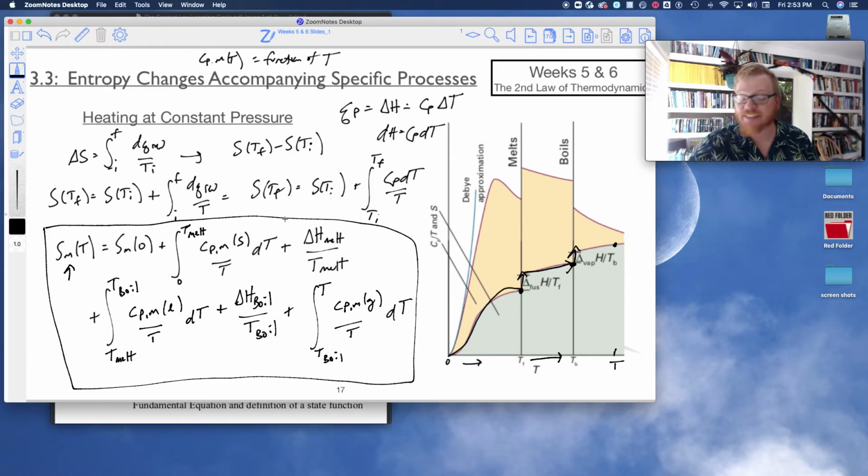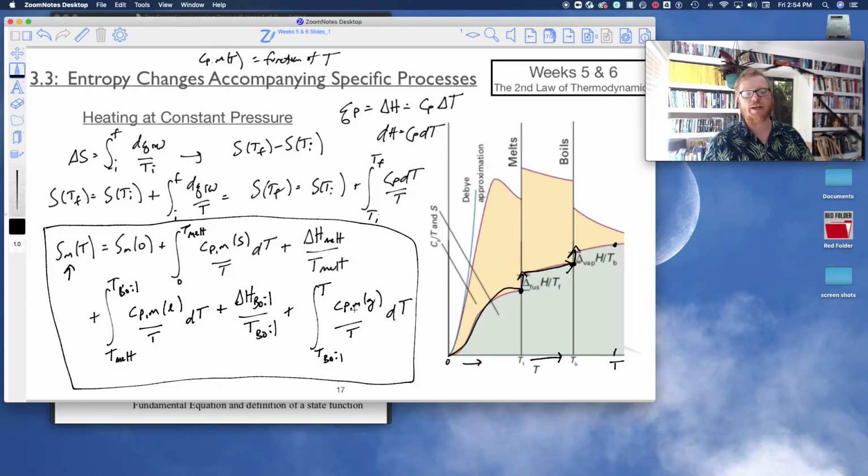But once we pass that melting point, we have to pay the tax man. We have to add that latent heat, plus delta H melt divided by temperature. Now we get past the melting point and we're in a liquid, so we can integrate from the melting point to the boiling point. That would be the heat capacity of the liquid, Cp over T dT, plus delta H boil divided by T boil. If we go past the boiling point, we have to pay the latent heat of evaporation.